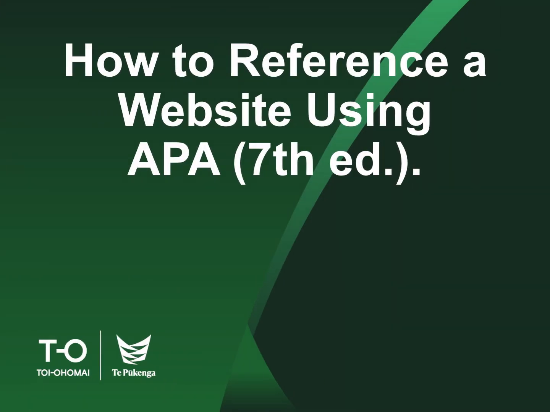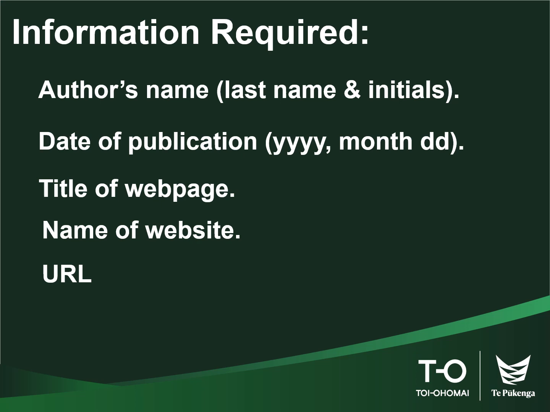This video will show you the basics on how to reference a website in APA 7th edition format. To reference a website, you will need the author's name, date of publication if available, title of the web page, name of the website, and the URL. Sometimes you may find it difficult to find all this information. Be sure to look carefully throughout the website.